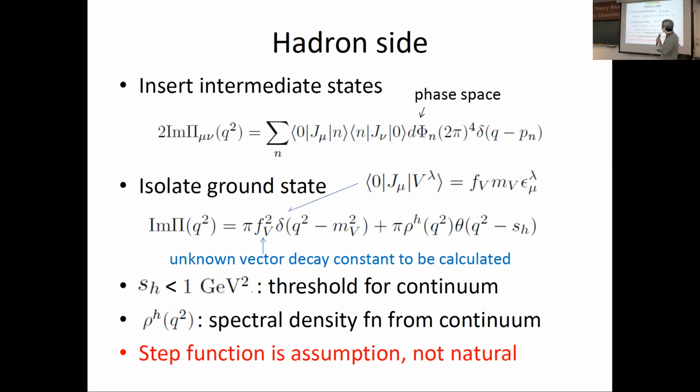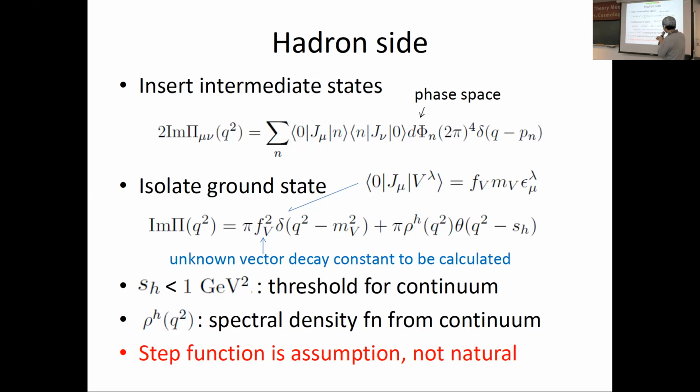Okay, then let's come back to this page. Now, this is the decay constant we want to keep. This is unknown, the vector decay constant. This decay constant is defined through this matrix element. Because we insert this complete set of states, we have this vector meson state annihilated by this current.